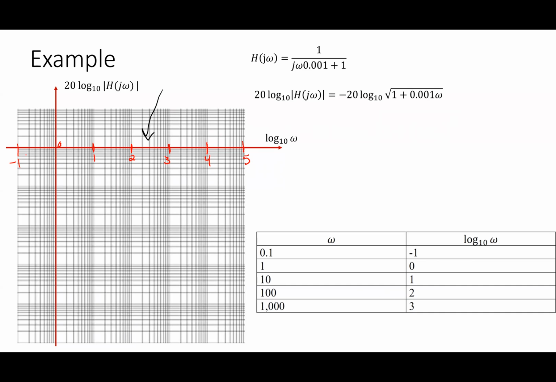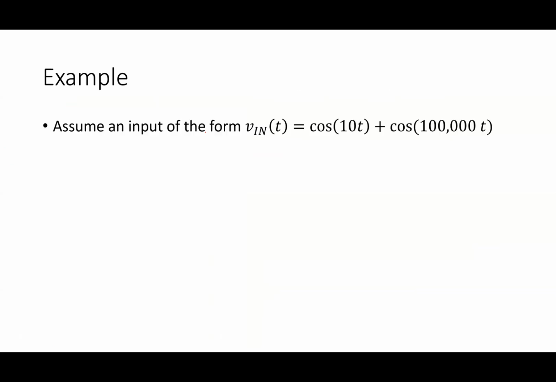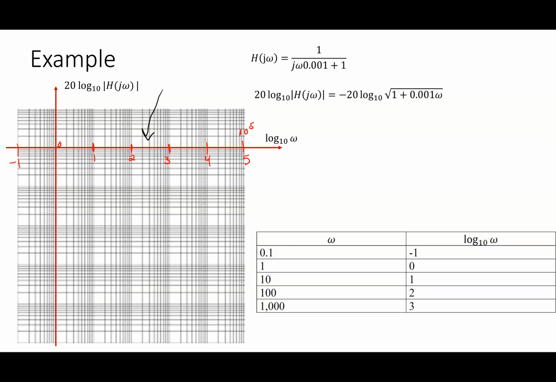What numbers do they correspond to? What does 5 correspond to in the real omega value? 10 to the 5th. What does 4 correspond to? 10 to the 4th. What does 3 correspond to? 1,000. 2 corresponds to 100. 1 corresponds to what? 10. This is 1, and this here is 0.1.